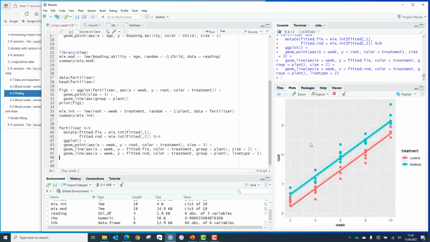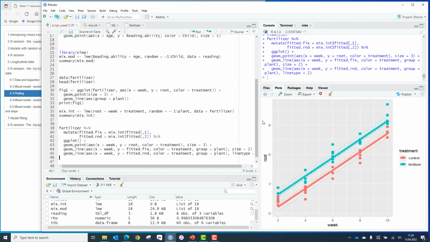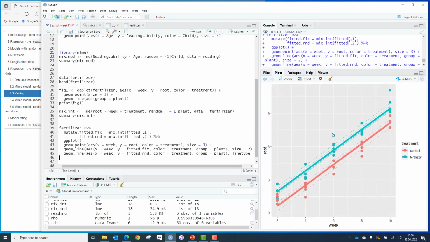Here you can see the output. So now this is sort of the model prediction of our data, you could say. A thick blue line here is the sort of fixed effect of the fertilizer treatment. You can imagine this is the average plant given the treatment, and this is the average plant in the control group, the thick lines. And then you have the thin broken lines.